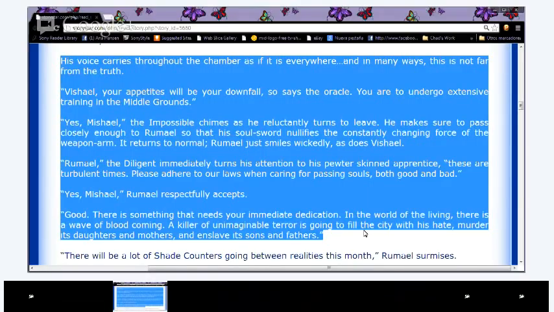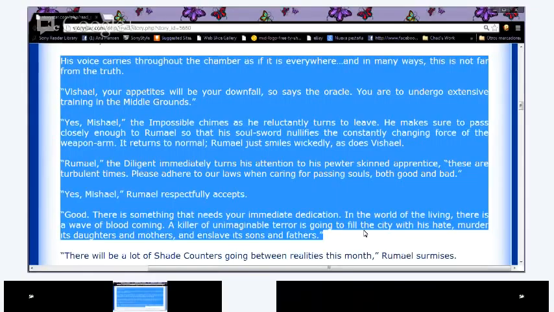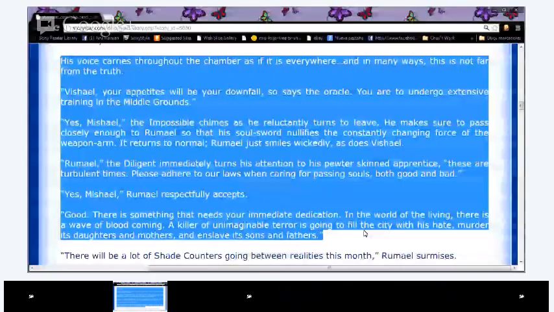His voice carries throughout the chamber as if it is everywhere, and in many ways, this is not far from the truth. Vishal, your appetites will be your downfall. So says the oracle. You are to undergo extensive training in the middle grounds. Yes, Michel. The impossible chimes as he reluctantly turns to leave. He makes sure to pass closely enough to Rumael so that his soul's word nullifies the constantly changing force of the weapon arm. It returns to normal. Rumael just smiles wickedly, as does Vishal.